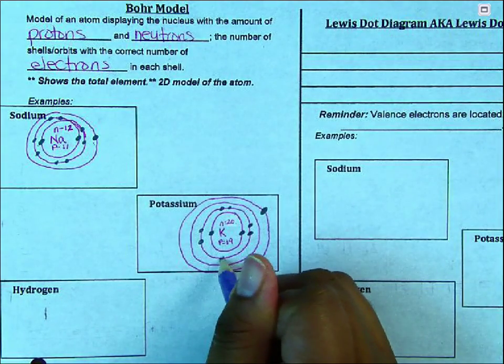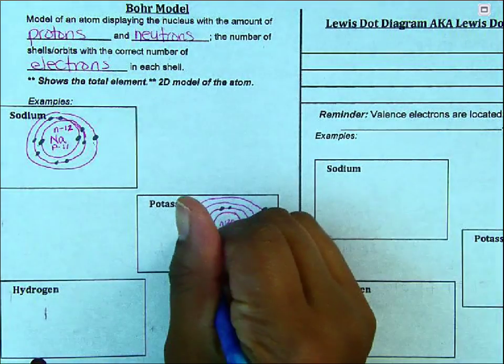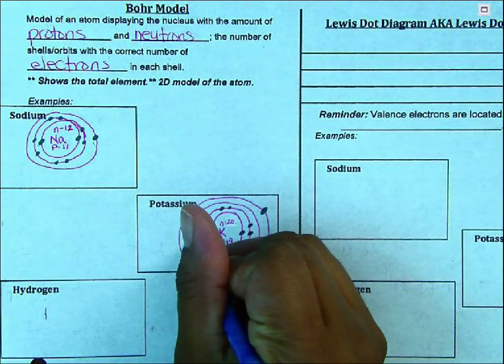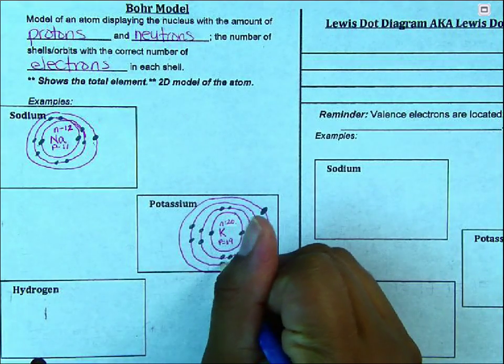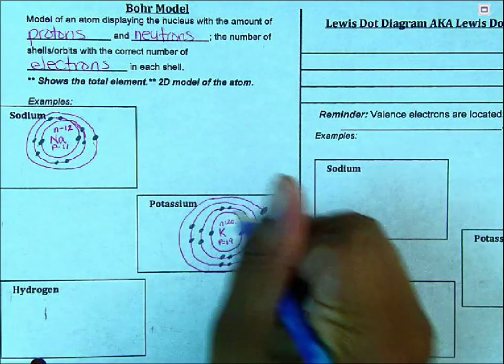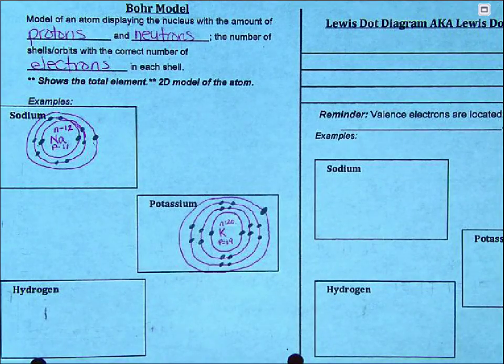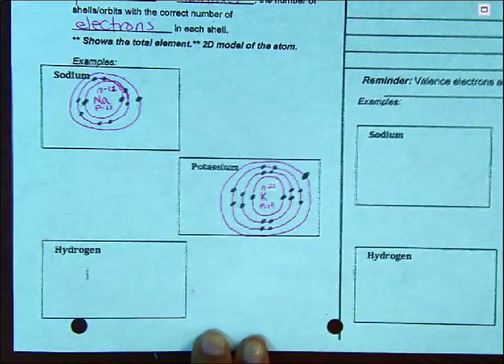So how many do we have right now? 11. So we're at the third shell. How many can go there? 8. Does that give us 19? 8 plus 8 is 16, plus 2 is 18, plus 1 more is 19. Is that done? Work on hydrogen on your own for a moment.